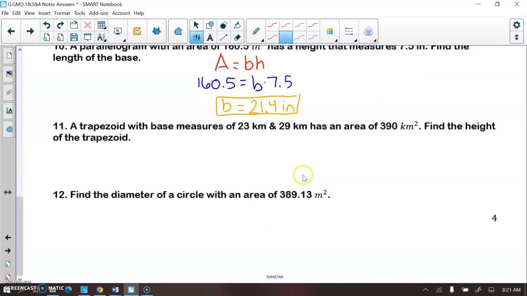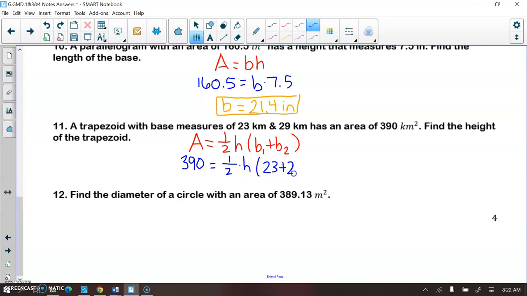All right, the next problem, a trapezoid that has base measures of 23 and 29 has an area of 390, and we want to find the height. So my trapezoid formula is 1/2 my height times the sum of my bases. So let's fill in all our information. I have my area as 390. I don't know my height. I need to find that. My base 1 is 23. My base 2 is 29. So we're going to add the sum of our bases here.